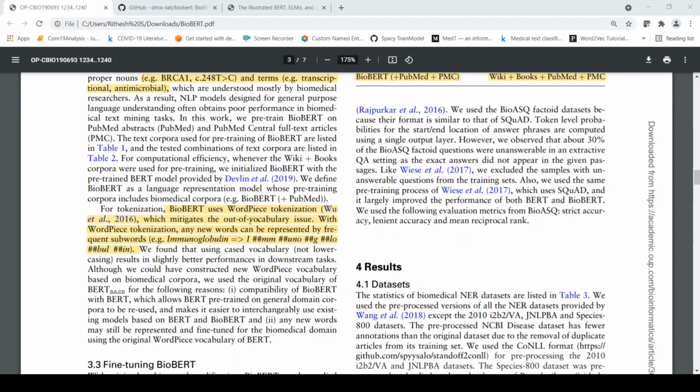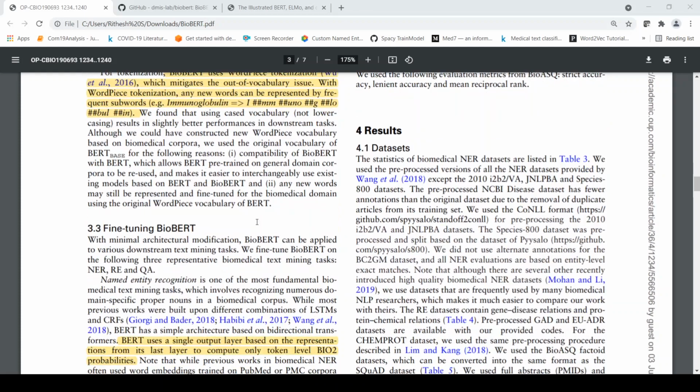So BioBERT uses WordPiece tokenization. So you don't have an out of vocabulary issue, because the biomedical text is different from the original BERT text in terms of words. Because of WordPiece tokenization, any new word can be represented by frequent subwords. For example, this is a medical word, immunoglobulin, which is split like this into these many tokens, and it is represented.